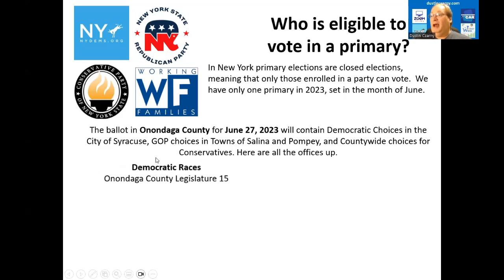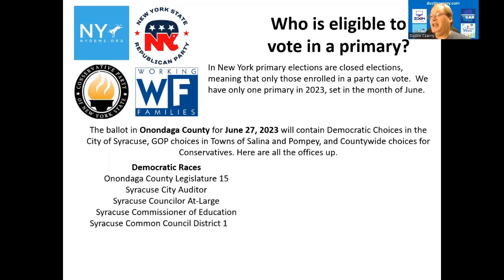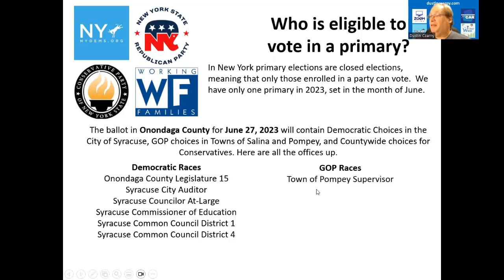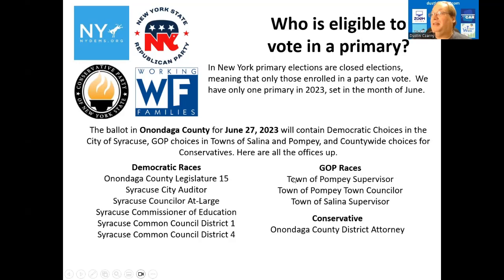Democratic races, we have Onondaga County Legislature 15, Syracuse City Auditor, Syracuse Councilor at Large, Syracuse Commissioner of Education, Syracuse Common Council District 1, Syracuse Common Council District 4. And then for the GOP races, we have the Town of Pompey Supervisor, the Town of Pompey Town Councilor, the Town of Salina Supervisor. And then for the Conservative races, we have the Onondaga County District Attorney. These are the races that will be determined by the June 27th primary, and winners will go on to the general election.